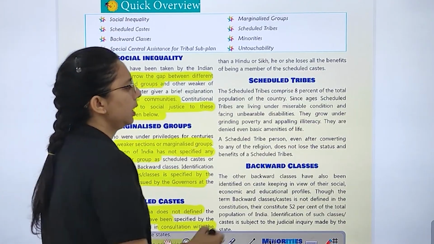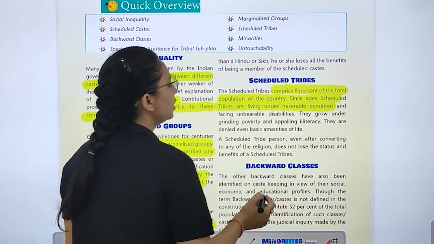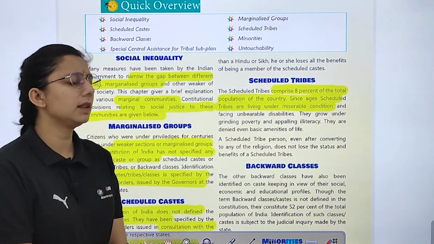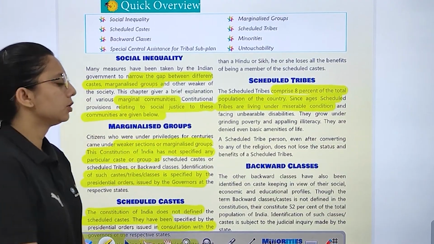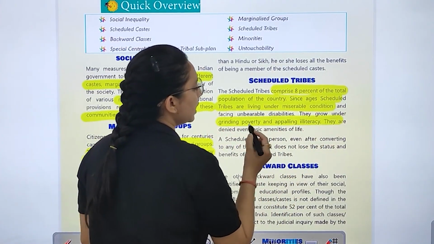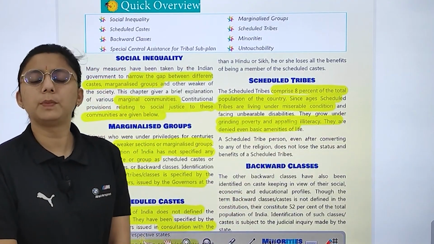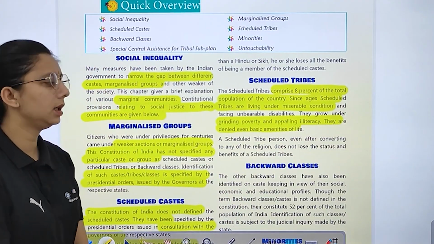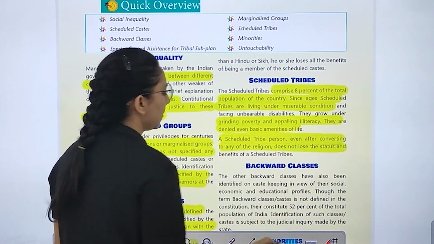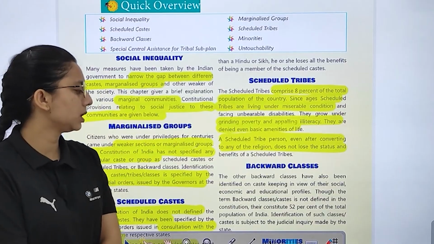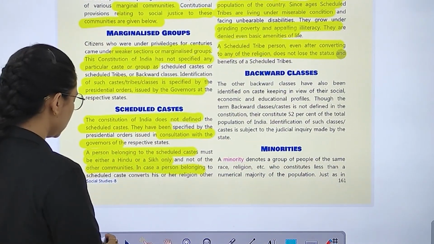Now scheduled tribe: it comprises 8% of the total population of the country. Since ages scheduled tribes have been living in miserable conditions and facing unbearable disability. They grow up under grinding poverty and appalling illiteracy. They are denied even the basic amenities of life. A scheduled tribe person, even after converting to any other religion, does not lose the status and the benefit of scheduled tribe.